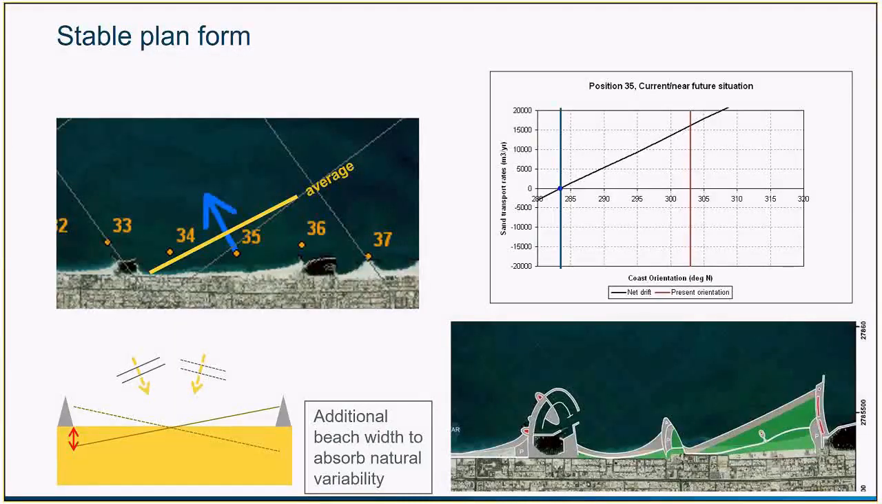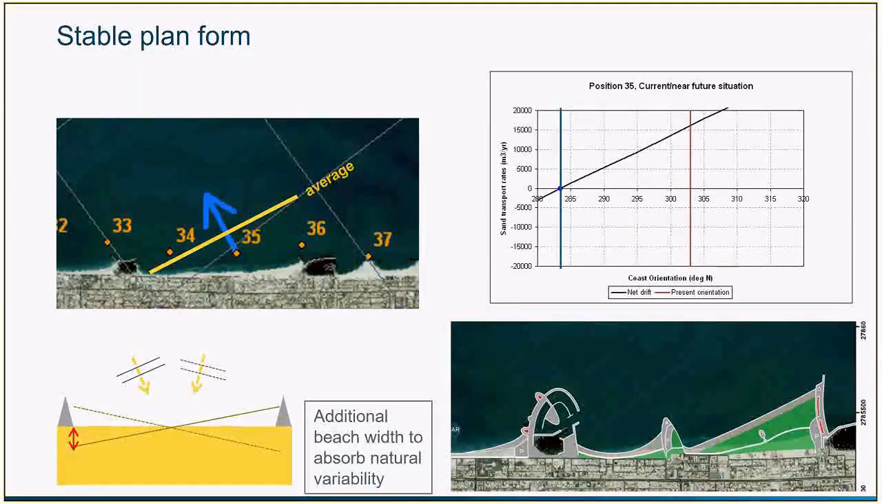So to do that, we have a very useful tool I've been talking about previously, which is the Q alpha curve. It is very useful because it helps us find the equilibrium orientation and see how far we are from it. Here we have a coastline oriented towards 303 degrees north. This Q alpha curve shows sand transport rates as a function of orientation. The present orientation of the beach is 303, which leads to a longshore sediment transport of about 15,000 cubic meters per year.